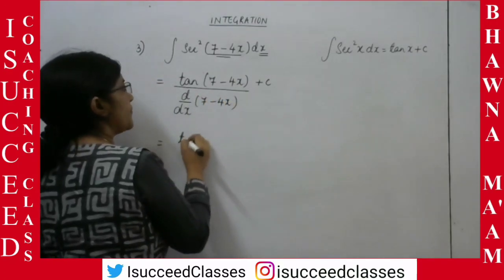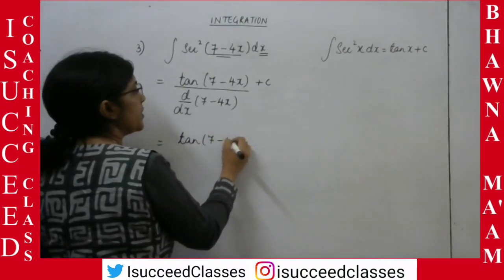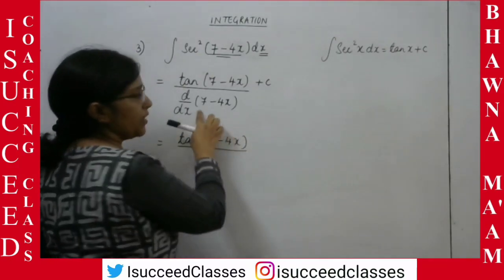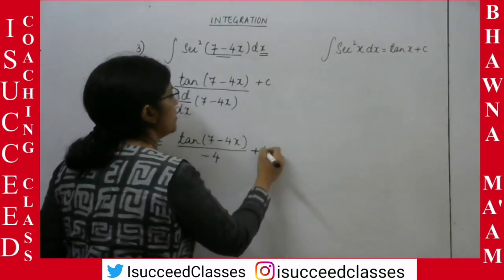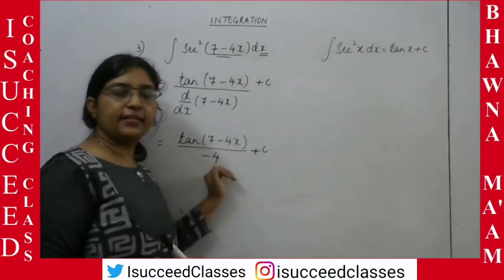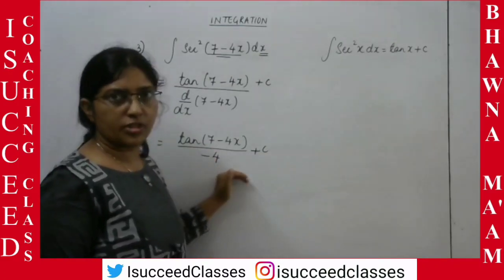So it becomes tan of 7 minus 4x upon the derivative of 7 minus 4x, which is minus 4. So that's the direct integration where we are applying the reverse chain rule.